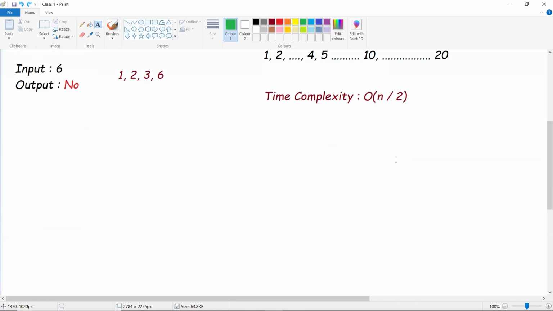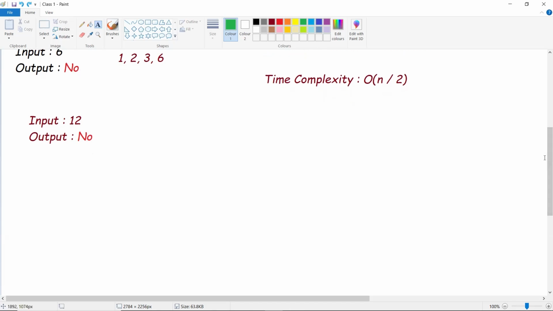Let's take an example, 12. We know that 12 is not a prime. But what did we do in our approach 1? We went from 1 to 12. What did we do in our approach 2? We went from 2 to 6. But in this approach, we'll go only until the square root. So let's understand why, and what is the purpose behind that. We need to only go until the square root.